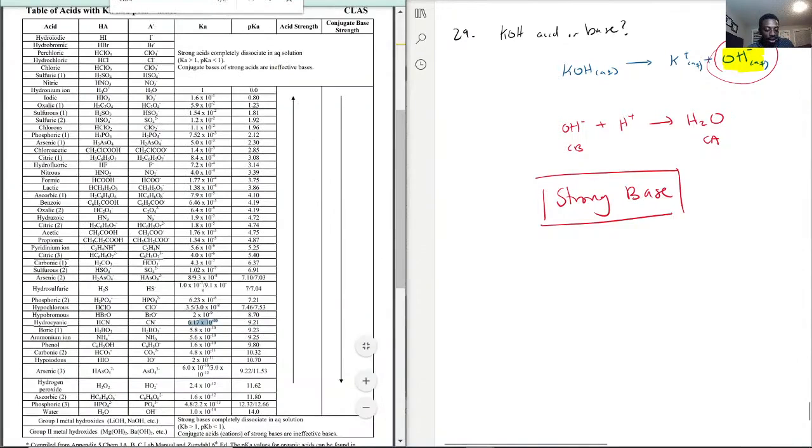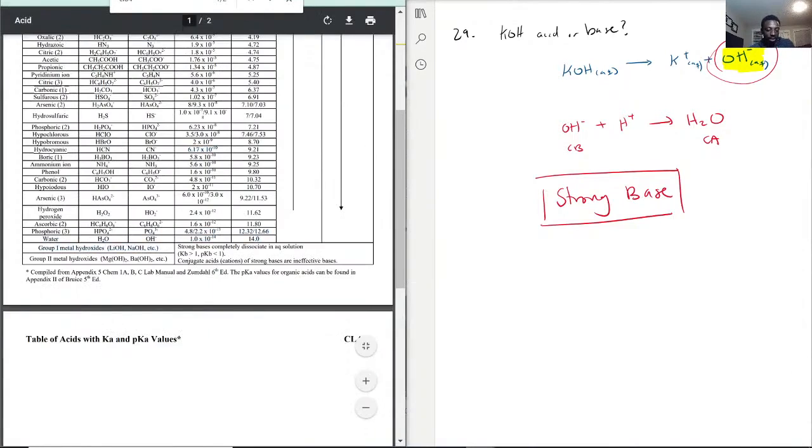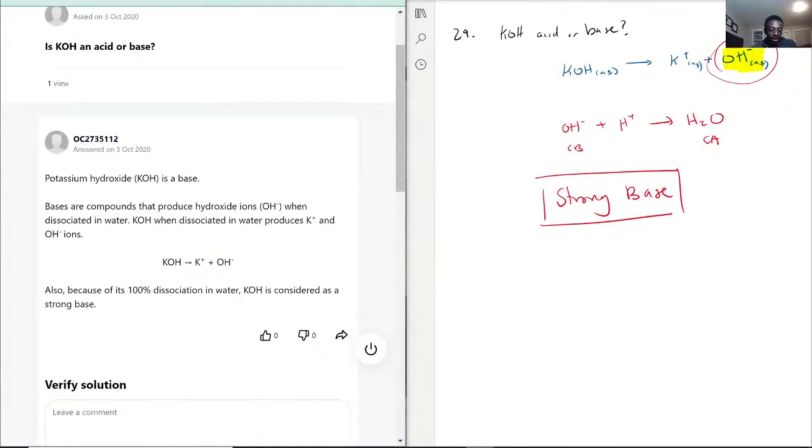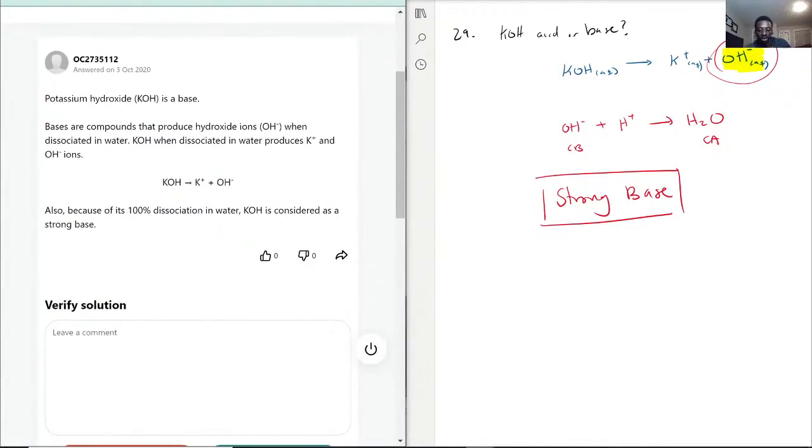Let's see here in our acid base list. See OH minus all the way down here. Yes, it is quite a strong base to have. So KOH, K plus and OH minus, because K plus also dissociates completely, they dissociate completely with each other, making this not just a base, but a strong base.